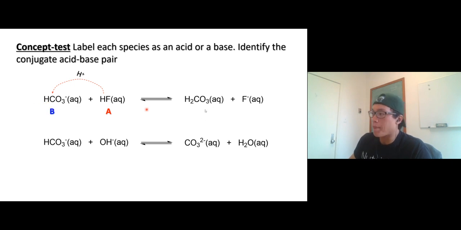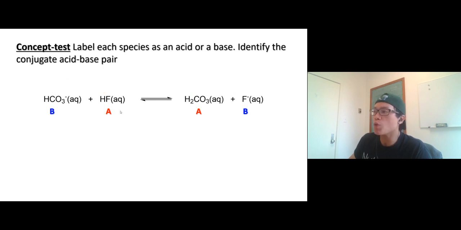Okay, if you look backward, the reverse reaction, carbonic acid donates a proton to fluoride. Fluoride becomes HF. Carbonic acid becomes bicarbonate. Right. So this guy's an acid, and fluoride is a base. Okay. Now the conjugate acid-base pairs. So go right here. We have bicarbonate to carbonic acid, and we have HF, hydrofluoric acid, to fluoride ion.